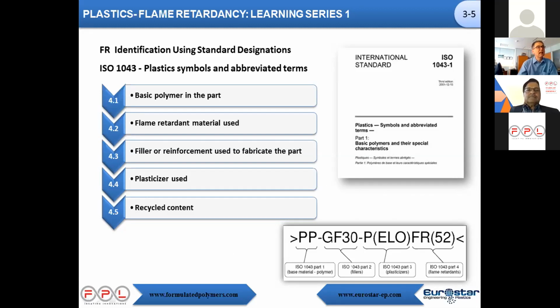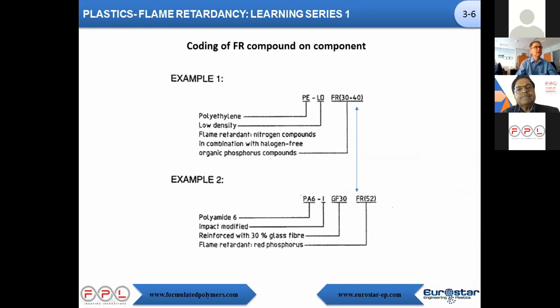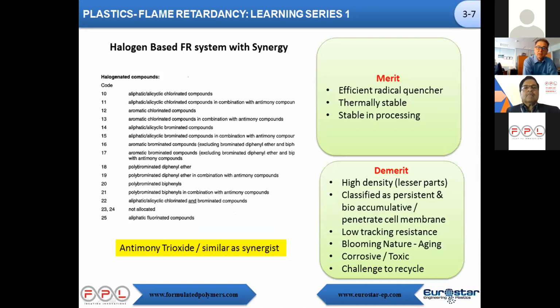Polyethylene, this one is PELD FR3040. So it's a polyethylene, low density, and it's a flame retardant nitrogen compound with organophosphorus. On example 2, it's a nylon 6 impact modified GF40 and flame retardant with red phosphorus. So on next page, we will scroll very rapidly the flame retardant system in use. But I think it will be more covered in a next webinar where we'll go more into details.